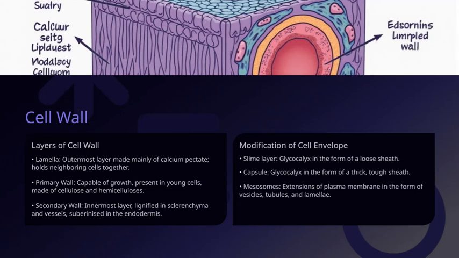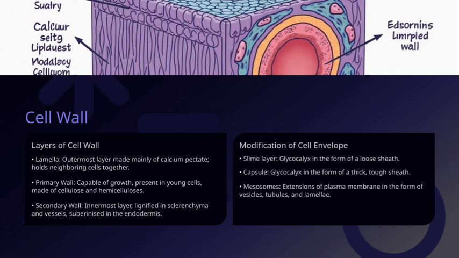Now, let's take a closer look at some of the modifications of the cell envelope that are crucial for its functions. First, we have mesosomes, which are essentially extensions of the plasma membrane. They can take various forms like vesicles, tubules, and lamellae, and are thought to play roles in processes like cell division and respiration, although their exact functions are still a topic of discussion.